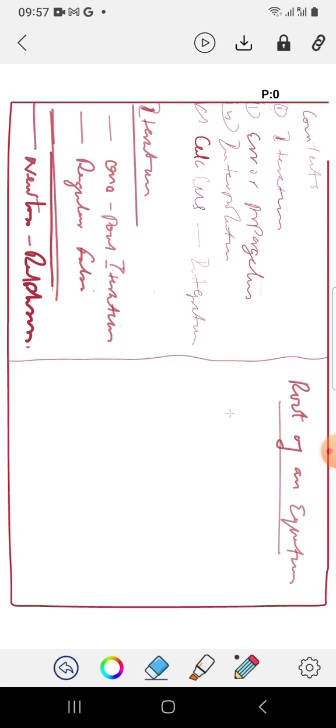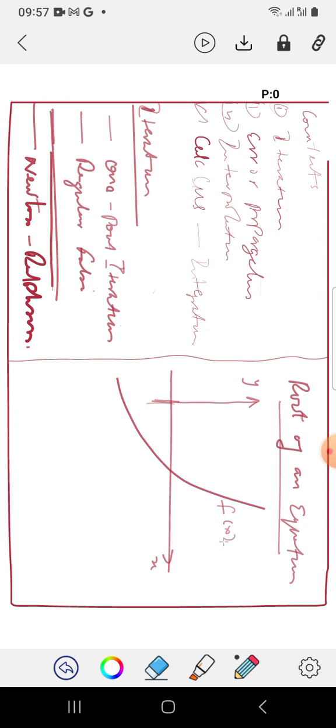What is the root of an equation? Every equation we believe can be charted. What I mean by that is that you can draw the graph for every equation. This is the y-axis, this is the x-axis. And now that's the function f of x. All right, that's the function. This is the origin. Now there's a point here where it crosses the x-axis. So this point, we call this one the root of the function f of x.